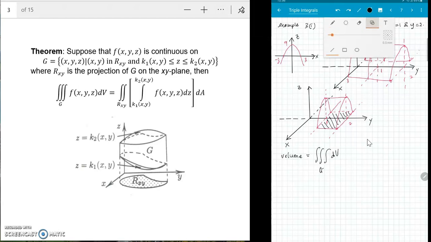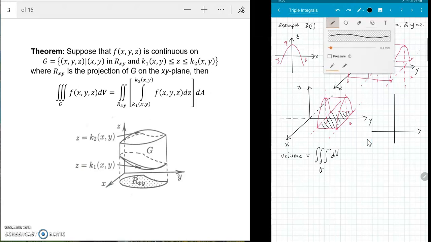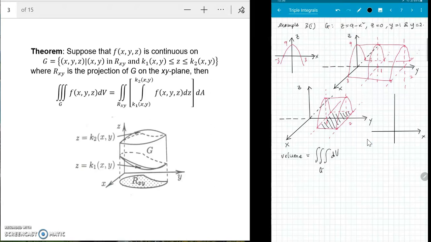Okay, so here on the xy plane, we have a rectangle. Here we have the x-axis, and here we have the y-axis. x is from -3 to 3, so say this is -3, and here we have another line where x equals 3.